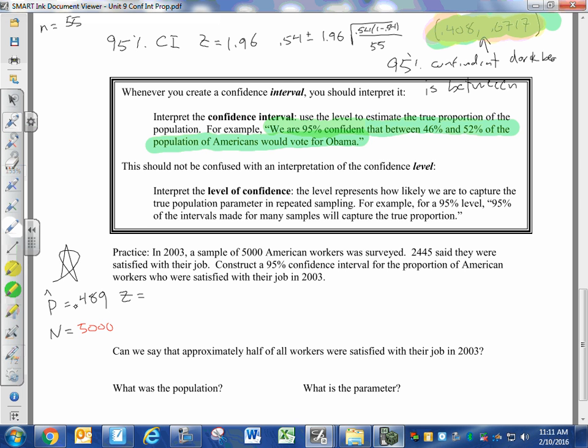Ms. Simpson, what do we use for z? Exactly, because we're doing a 95% confidence interval, we're going to expand by 2 standard deviations, exactly 1.96. The 0.489 is the 2,445 that are satisfied divided by the total in our sample. Okay? Now that we have all this information down, we can use our formula to produce our confidence interval. Go.